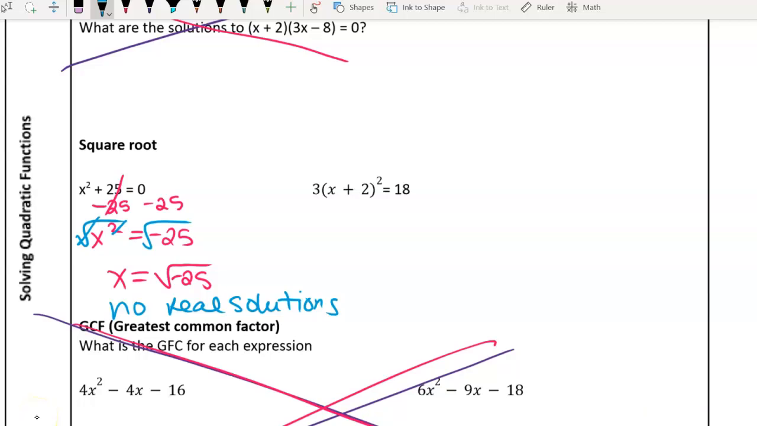Okay, so for the next one, we have 3 times x plus 2, which is squared, equal to 8. So when we see these square roots, I want you to think about what is being squared. That 3 is not being squared. That 3 is being multiplied to something that's being squared. So we want to isolate what is being squared first. We want to get that all alone. And in order to do that, we have to get rid of the 3. So we need to divide both sides by 3 in order to cancel out the 3 on the left side. That leaves us with x plus 2 squared equals 6.